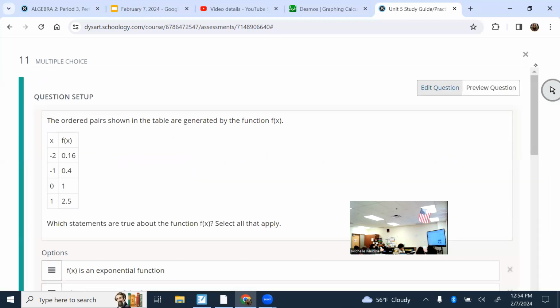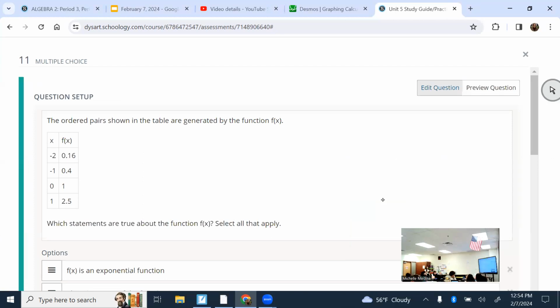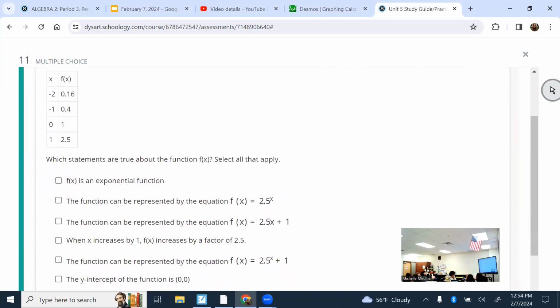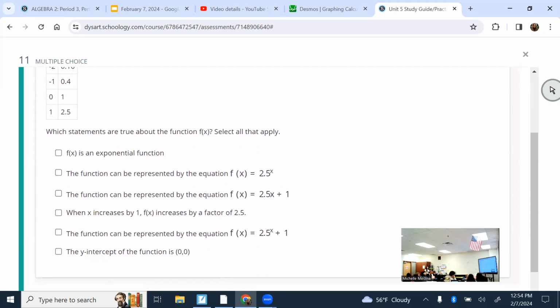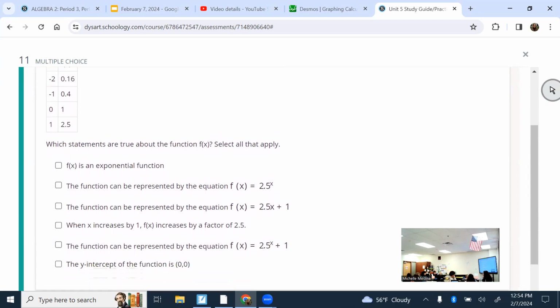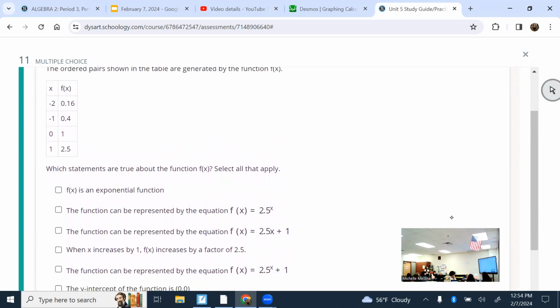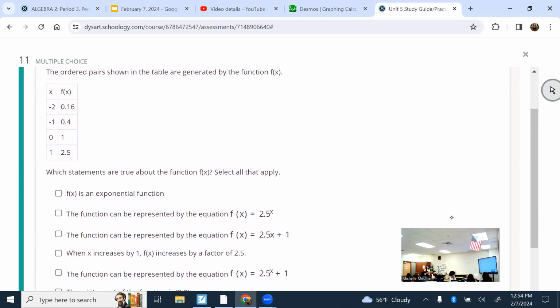Okay, so the ordered pairs shown on the table are generated by the function f of x. You need to select all that are true about f of x. So first, is it an exponential function? How can you tell if your table of values is exponential or not?